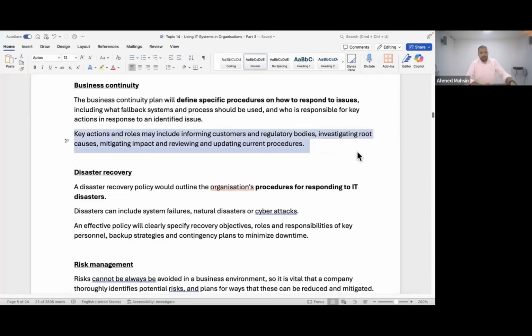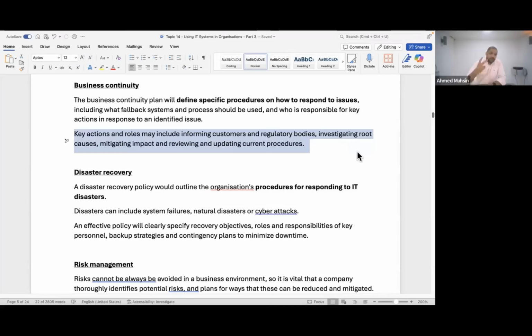Keep reading it, guys. Bodies, investigating root causes. Inside this business continuity plan, what would you have? You would have plans of keeping customers informed, investigating what caused it, how to mitigate, how to reduce the impact of the risk, reviewing and updating current procedures. So everybody, under IT policies, you will have policies to ensure that the business is always running no matter what happens.